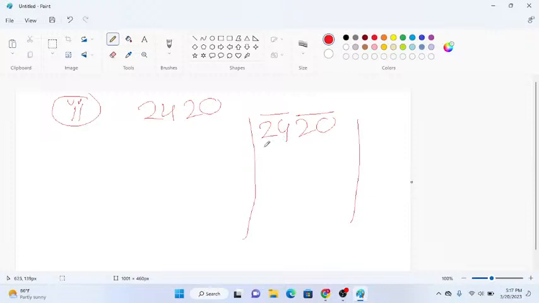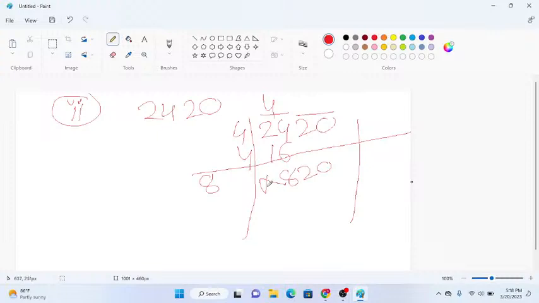So the same rule here, 24. 5 fives are 25, which is greater, so we will take 4. 4 fours are 16. So this is 4, this is 4, this is 4 and here 16. Now 24 minus 16 is 8. This is cancelled and the next pair is 20, so 820.